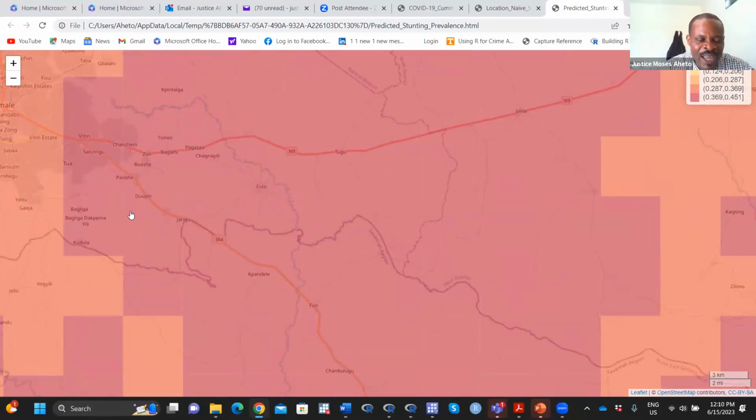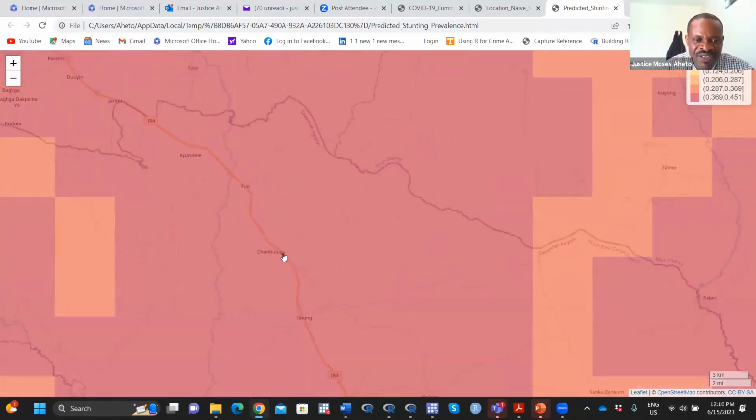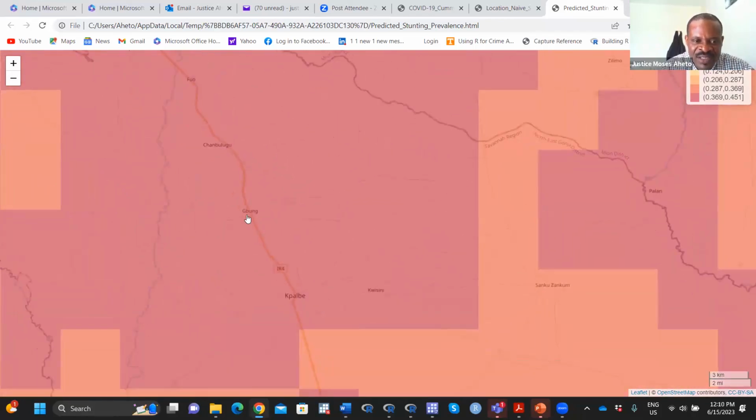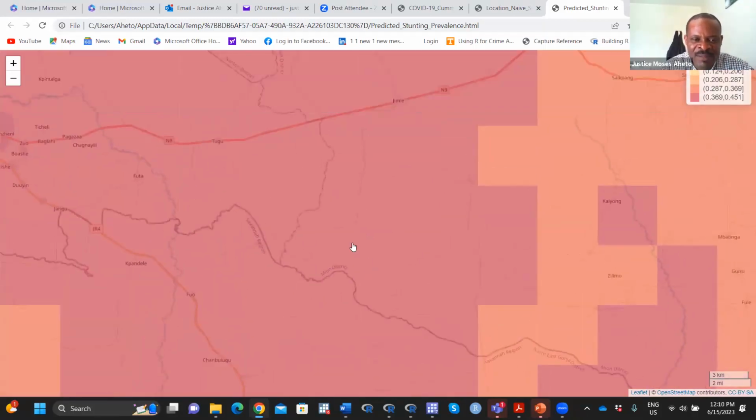Something like Futa, and you could see that these areas are showing red, meaning that these are the areas in the northern part of the country where the risk is very high. You can see things like Kwandele, you can see things like Fuel. They are all located within the high risk areas. Something like Bong or Chambulugu. These are places I don't know anything about.